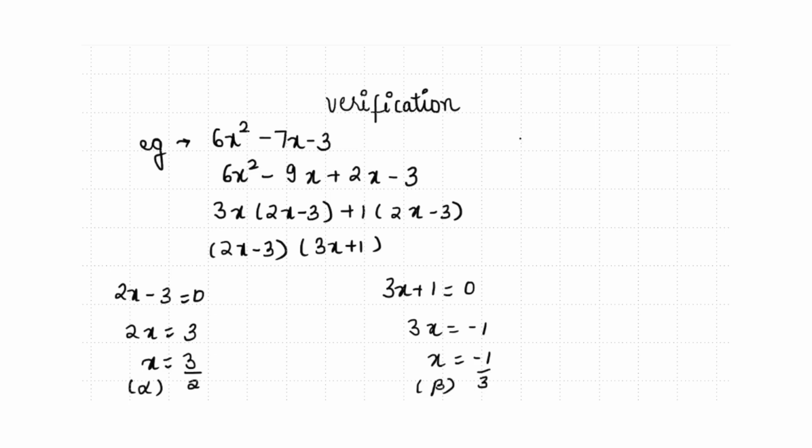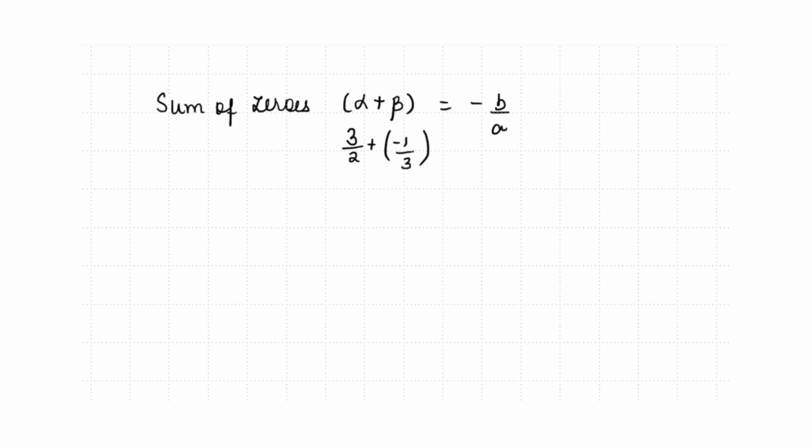Okay, if we find the sum of zeros, that is equal to alpha plus beta, that is equal to negative b upon a. So we have alpha as 3 upon 2 and beta as negative 1 upon 3. While solving this, we can say this is 9 minus 2 upon 6, and that is equal to 7 upon 6. And as per the equation, b is negative 7 and a is 6. So we can say 7 upon 6. Here it is verified.